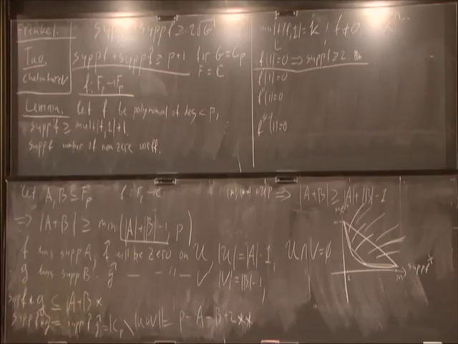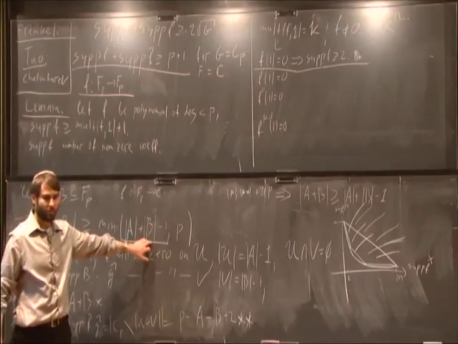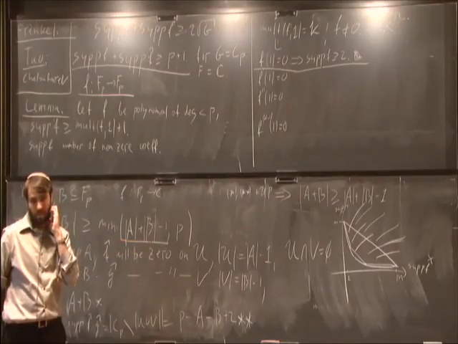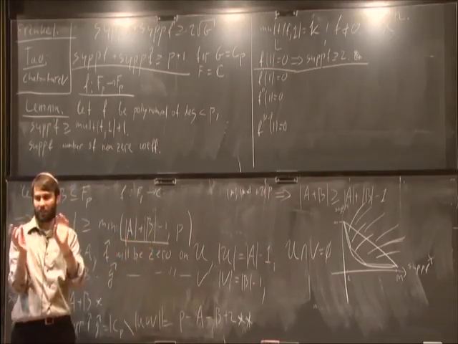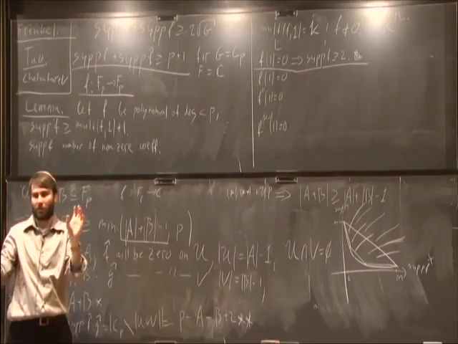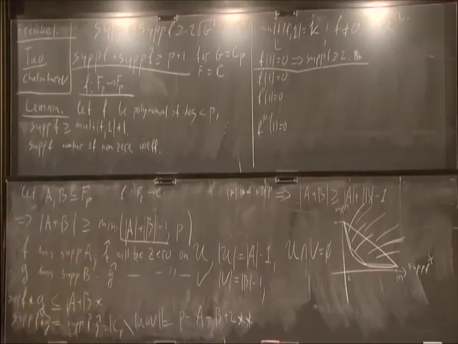Why can U and V not have the same size? Because it's dealing with the case that the minimum occurs, so minus one is less than. In this case, I can just pick two disjoint sets because we are not too high. They are less than P. And it doesn't matter which sets U and V you are picking.